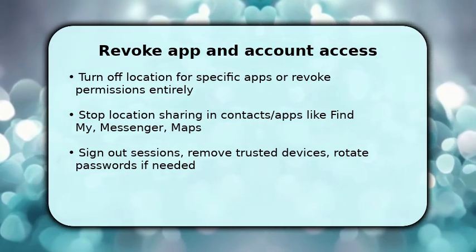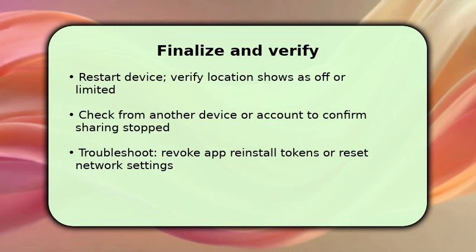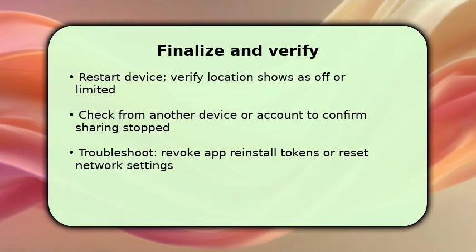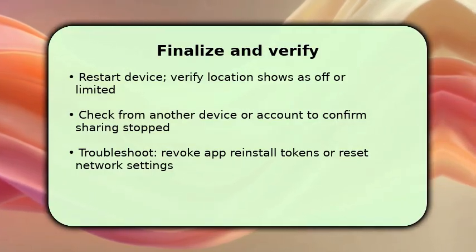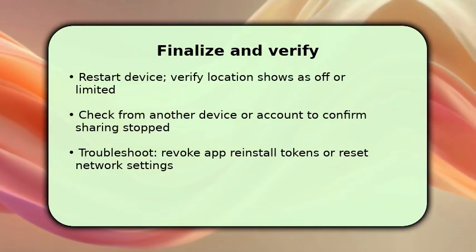Finish by verifying your changes actually took effect. Restart the device and then check location and app permissions again. Sometimes apps cache settings until a reboot. Make a quick verification from a secondary account or ask a trusted friend to confirm they no longer see your location, because seeing is believing.